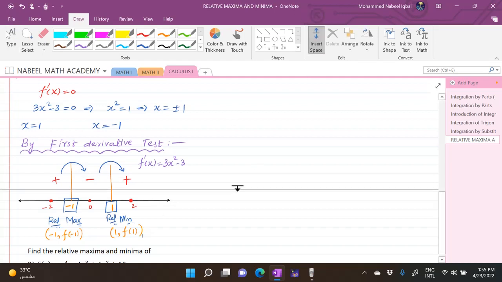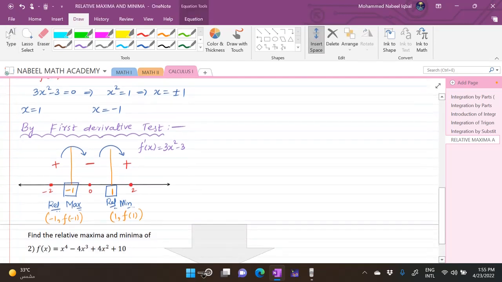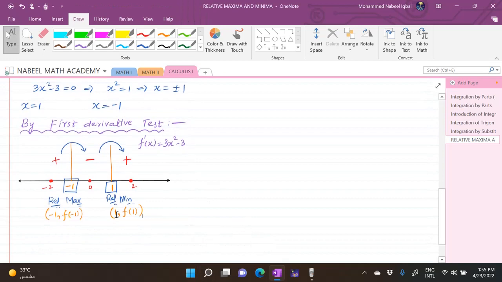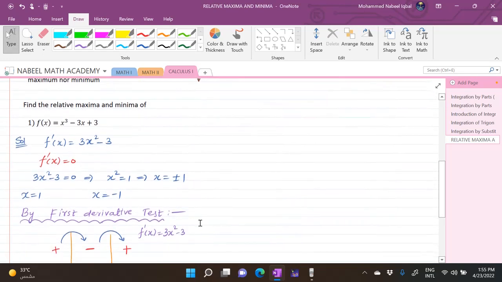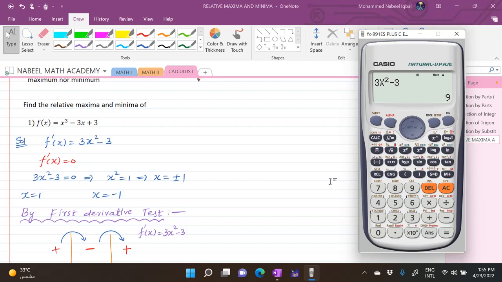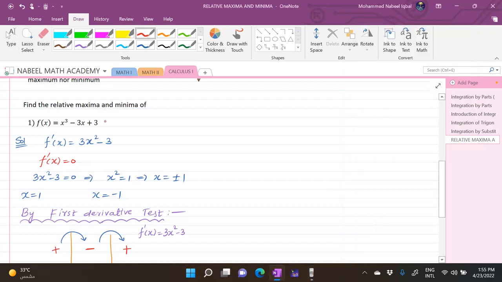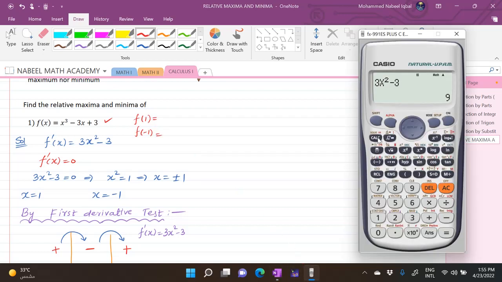So if you want to calculate the point, you can just fix the f of x in the calculator and put in the value. So I write it here. I have to feed this function in order to calculate f of 1 and f of minus 1. So first I fix the function here. Just press the reset here.